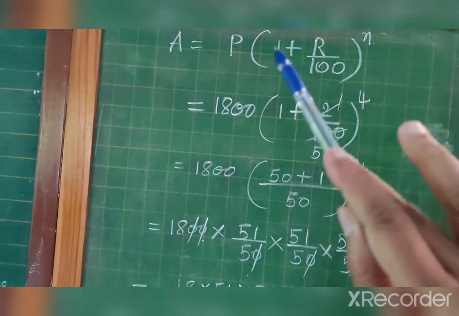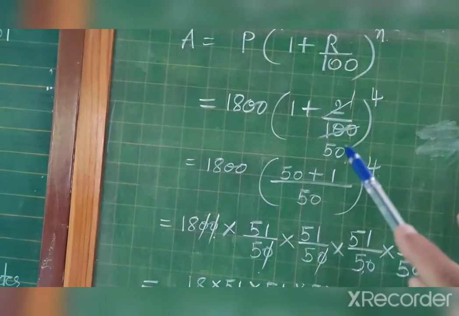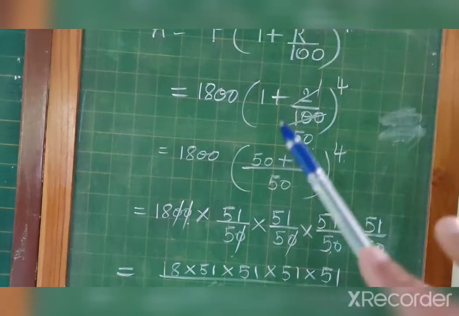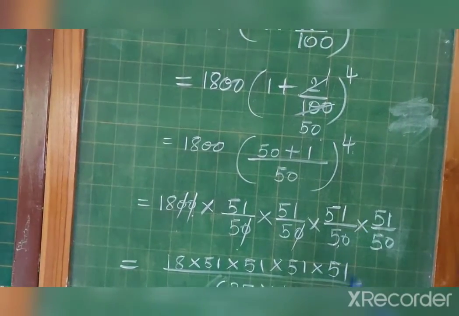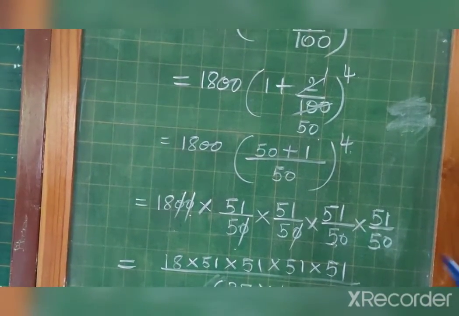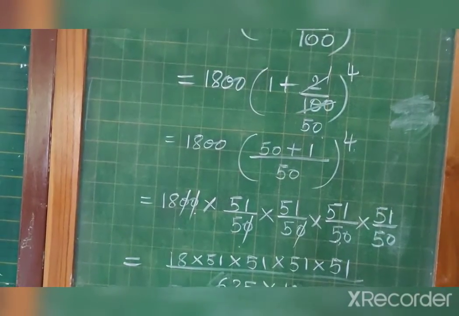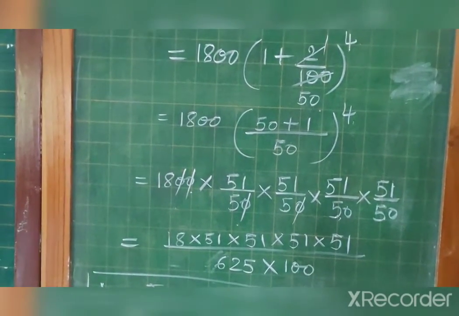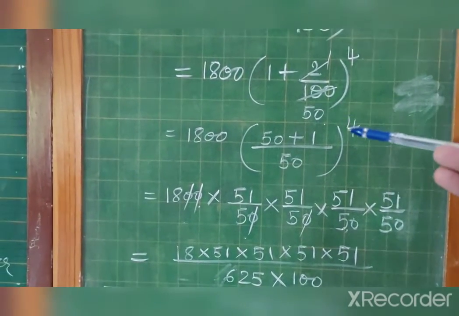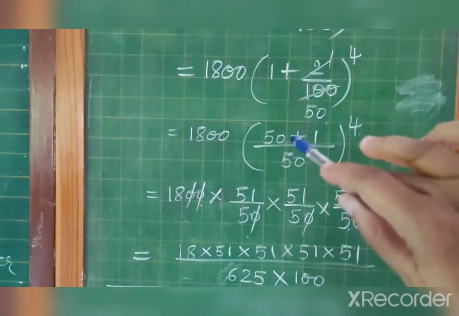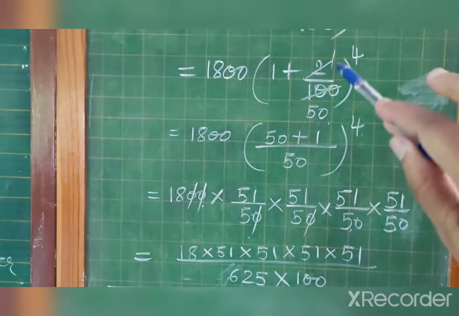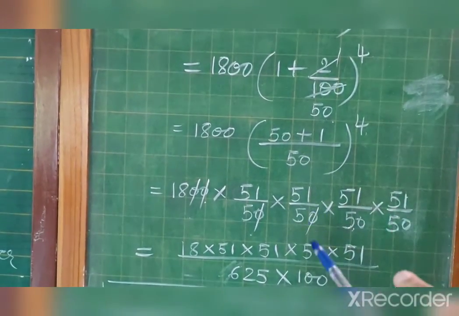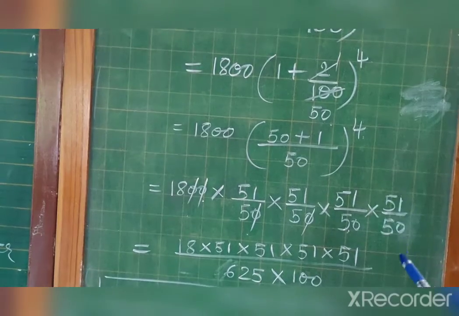So 102 upon 100. And after that, you will calculate 102 upon 100 four times, multiply these all, and then you can calculate also. It's up to you, whichever way you want to apply, you can multiply or you can simplify this. So I am taking it in this way. 2 ones are 2 and 2 fives are 10, 50 plus 1 upon 50. So 51 upon 50, 51 upon 50, 51 upon 50, 51 upon 50, 4 times.